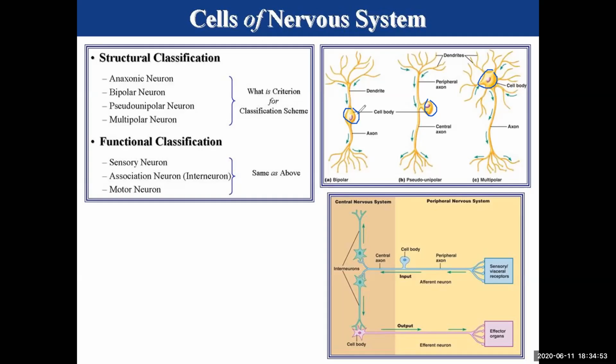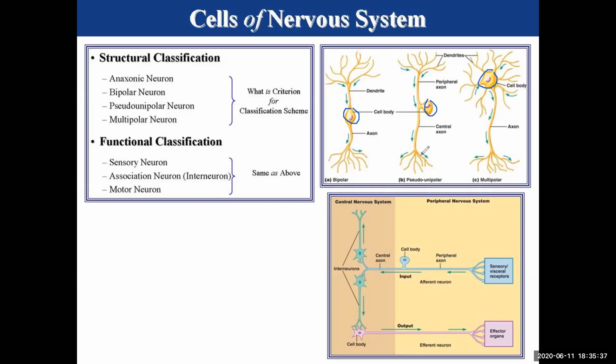If the cell body is located within the central nervous system, that neuron would be classified as a central neuron. When I say cell body within the central nervous system, I mean the cell body is physically located either inside the brain or inside the spinal cord, or part of the brain and part of the spinal cord, then they would be called central neurons. If the cell body is located physically outside of the brain and outside of the spinal cord, they would be classified as peripheral neurons.